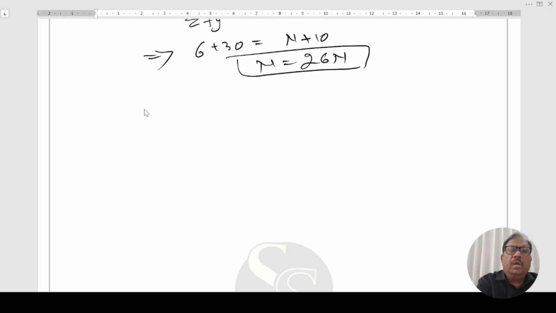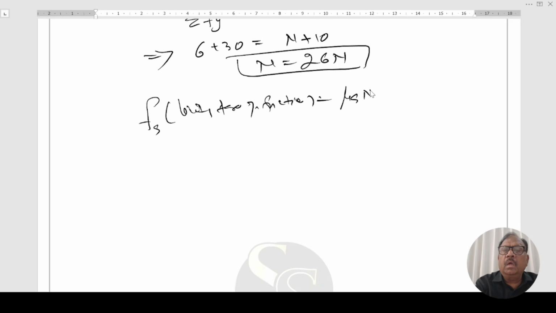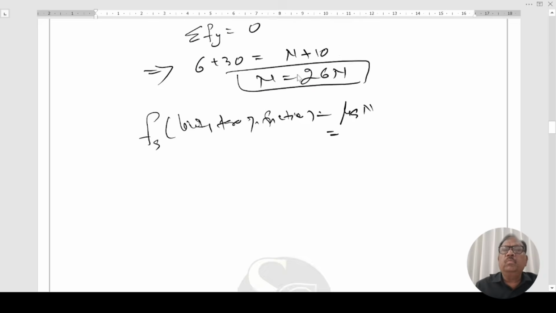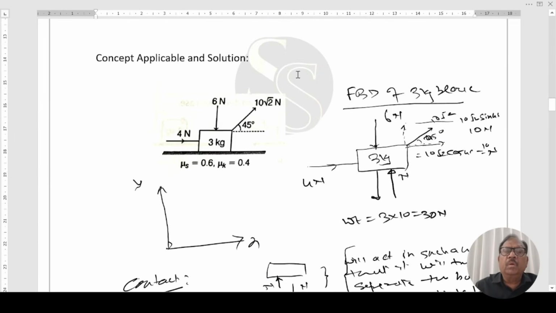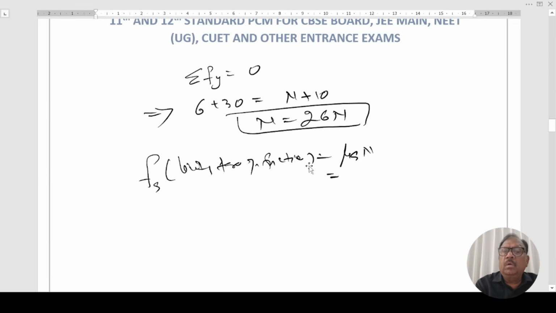Now F static, the limiting force of friction, is equal to mu s. This is given to you, mu s is given 0.6. So 0.6 into 26 is 15.6 Newton.